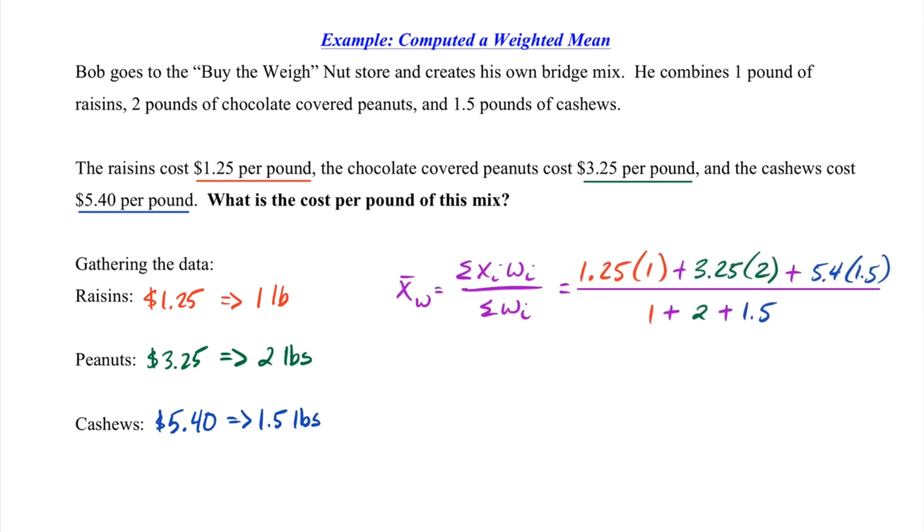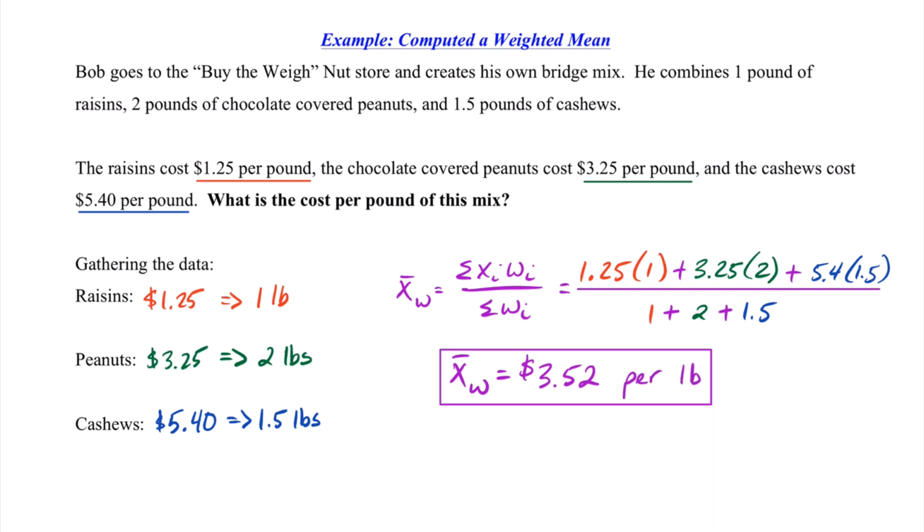Filling in our formula then, we have the sum of our products in the numerator and the sum of the weights in the denominator. Make sure you're careful. If you put all this in your calculator at the same time, you need to put parentheses around each of these, the numerator and the denominator. If you finish up that little math, we end up with a mean of 3.52. That is, what is the cost per pound of this mix? It's $3.52 per pound. And we're all set in terms of doing this by hand.